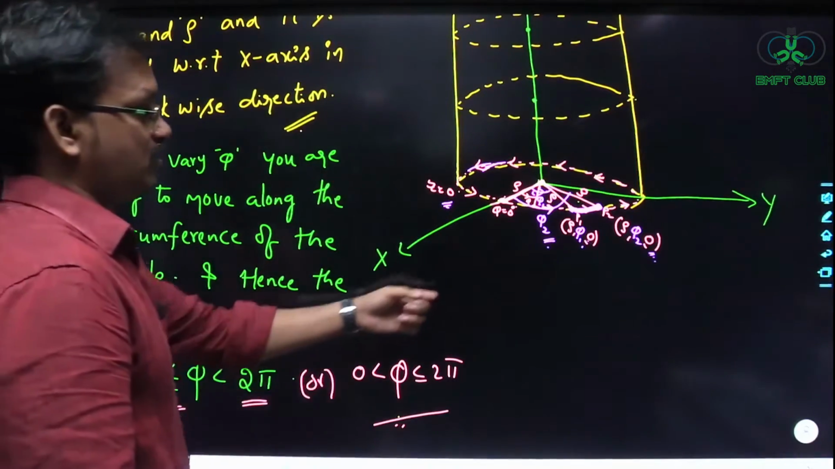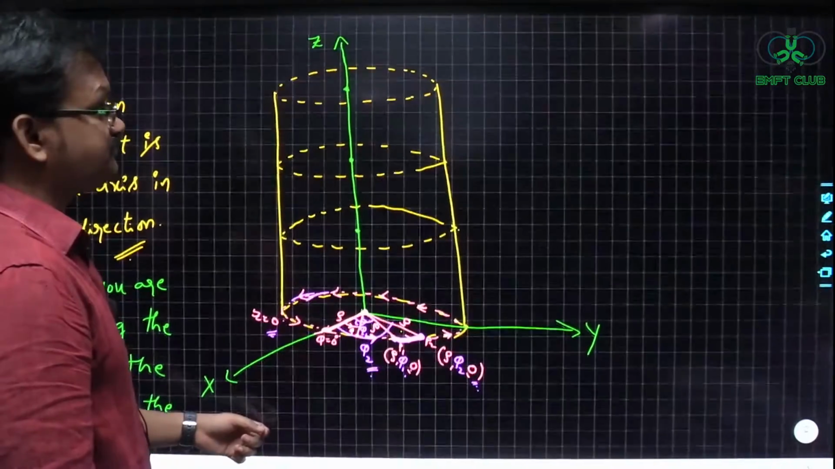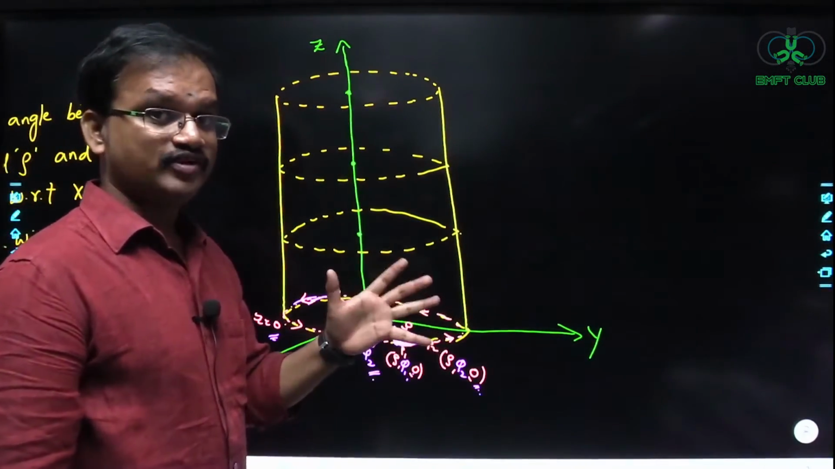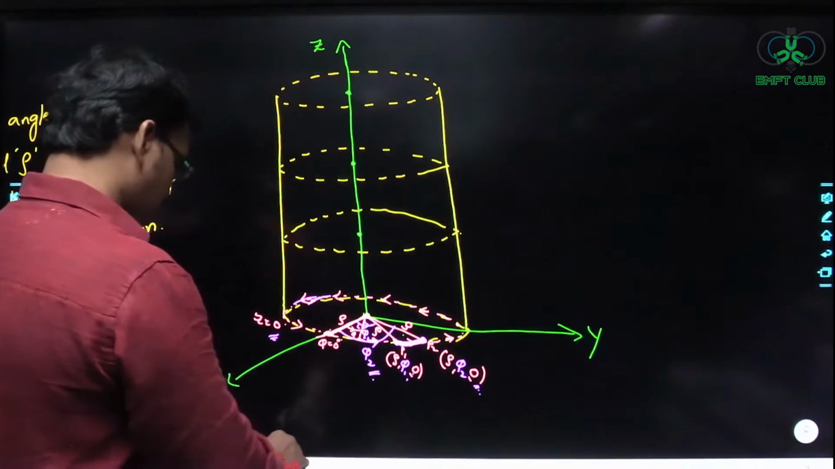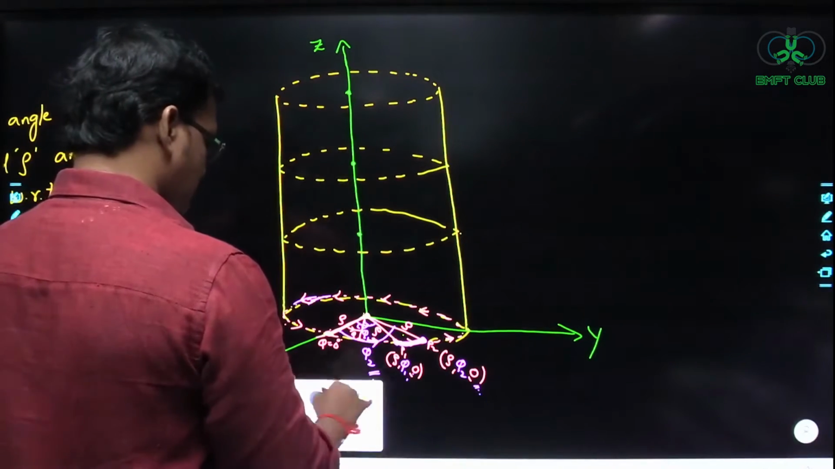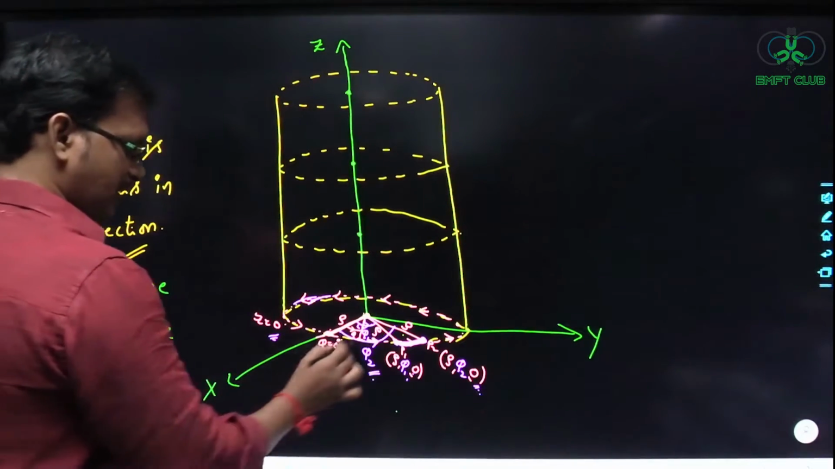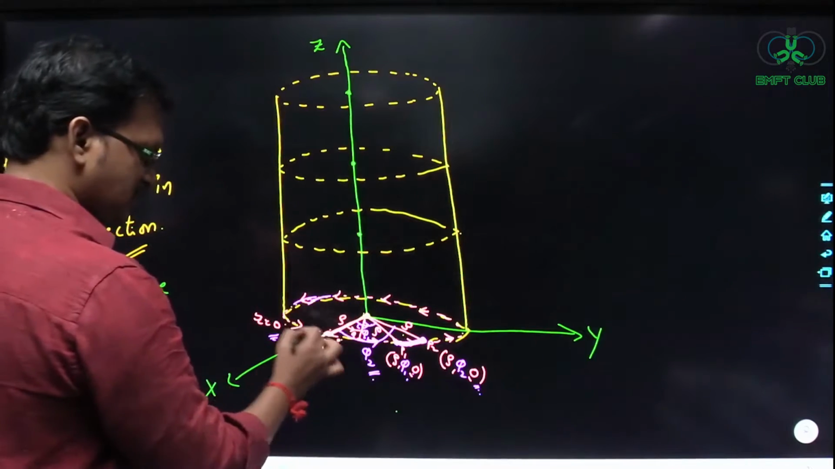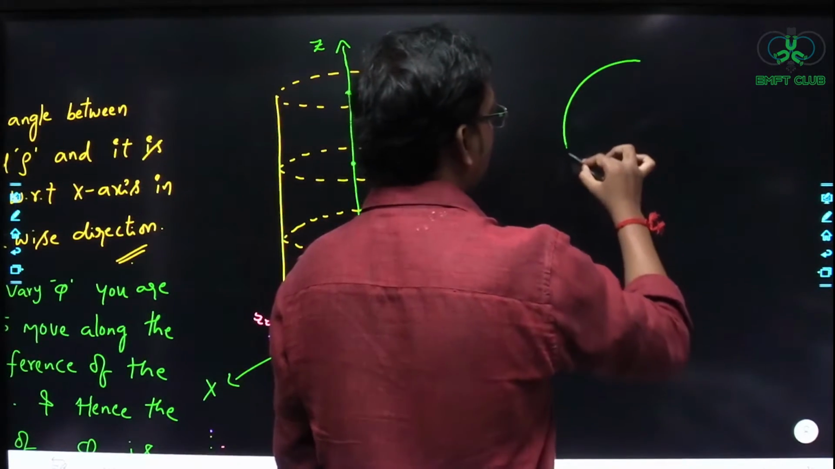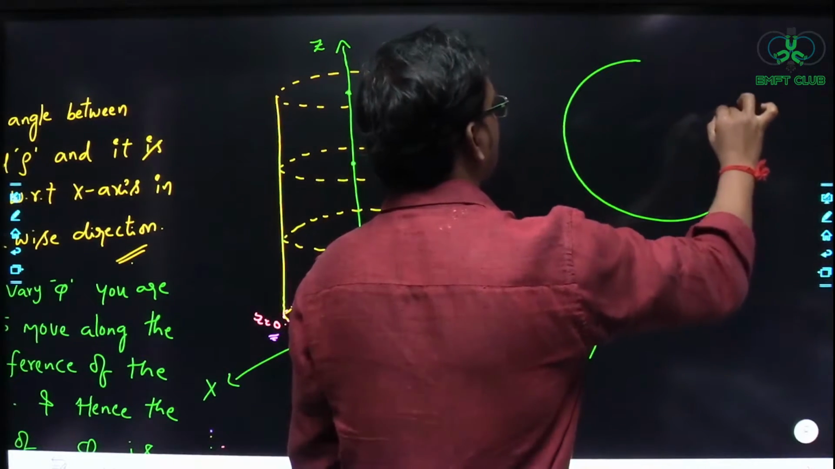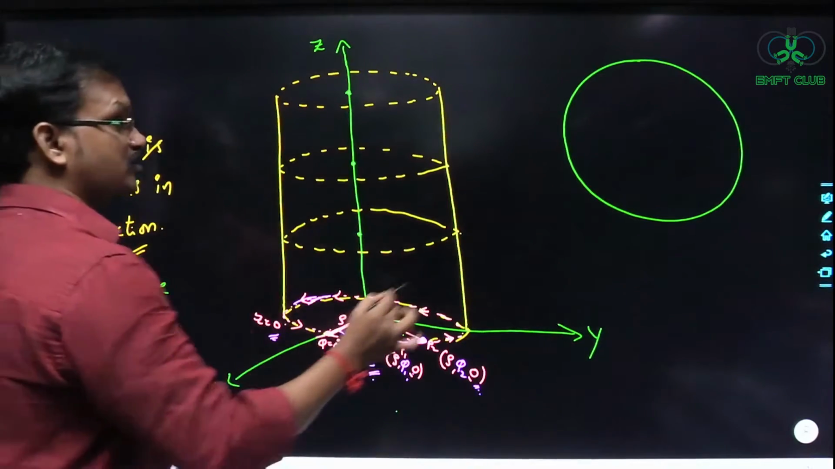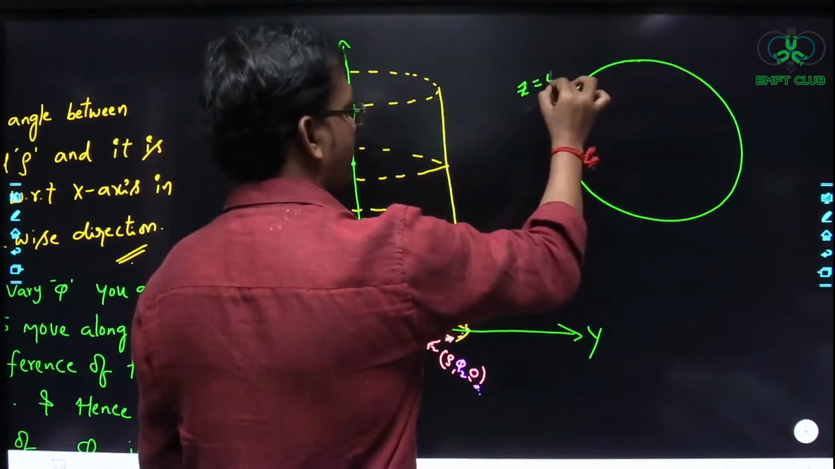So one more thing, see here, we have to write the differential length along phi. So how can we write that? See here, we have x-axis, and here we have y-axis. So this is the circle I am considering here. This circle is in the z is equal to 0 plane. I am drawing it like this.